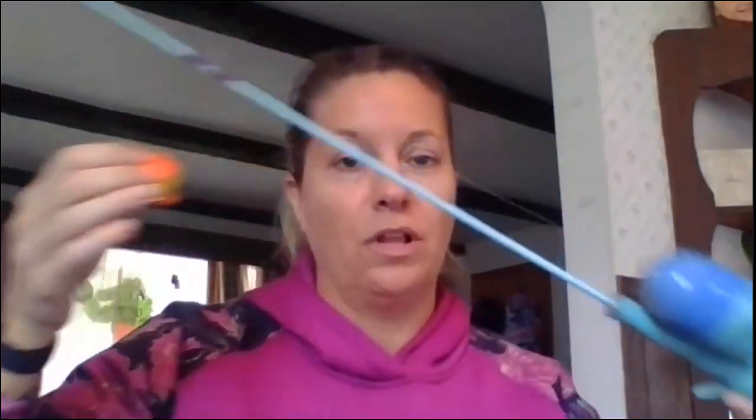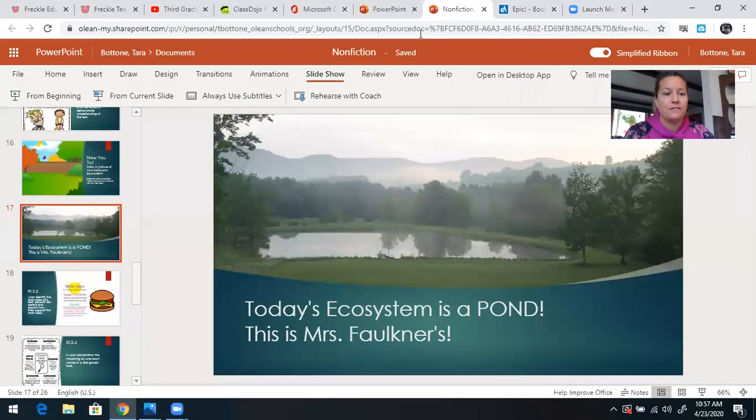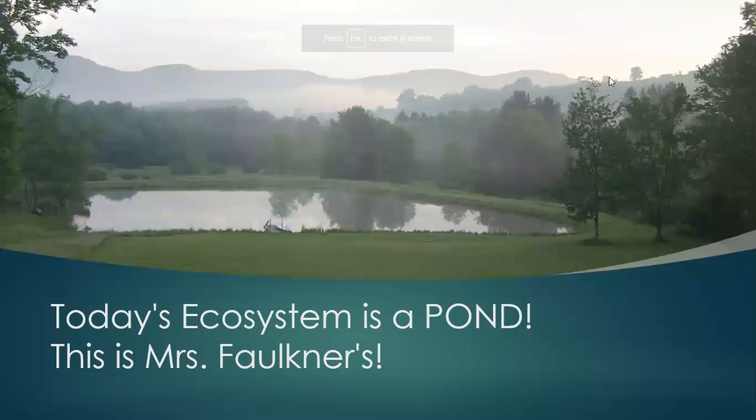So I'm going to start off with some clues about our ecosystem today. Some scuba gear. Where would you take this? Our second clue, a fishing pole. What ecosystem could you go fishing at? So we are going to go to our PowerPoint. And if you guessed ocean, pond, lake, you were correct. Today's ecosystem is a pond.